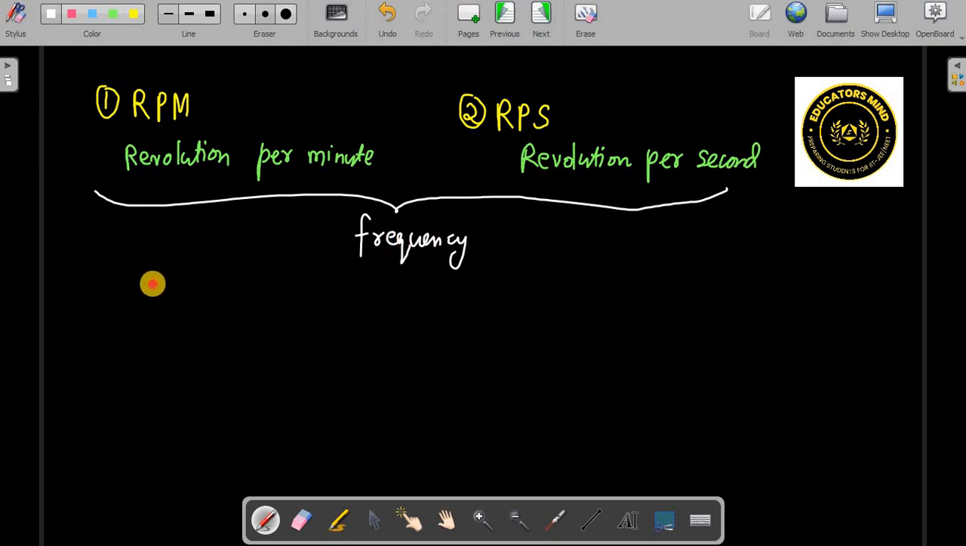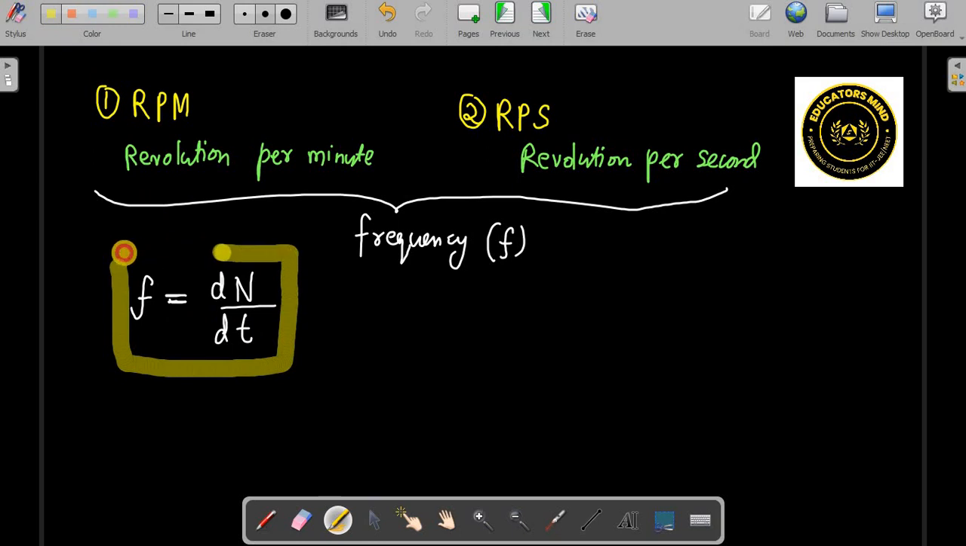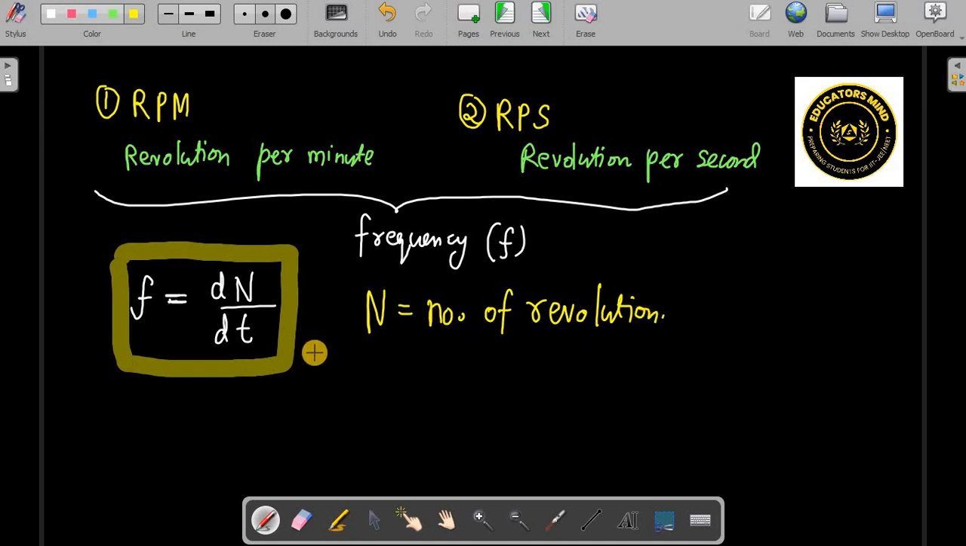What is frequency? So let's understand frequency. Frequency, if I denote by symbol F, is equal to number of revolutions per second, or the rate of number of revolutions, dn by dt. This is what is called frequency. Here n refers to number of revolutions. Let us say that a body is going in circular motion, and let's say it has revolved n number of revolutions.